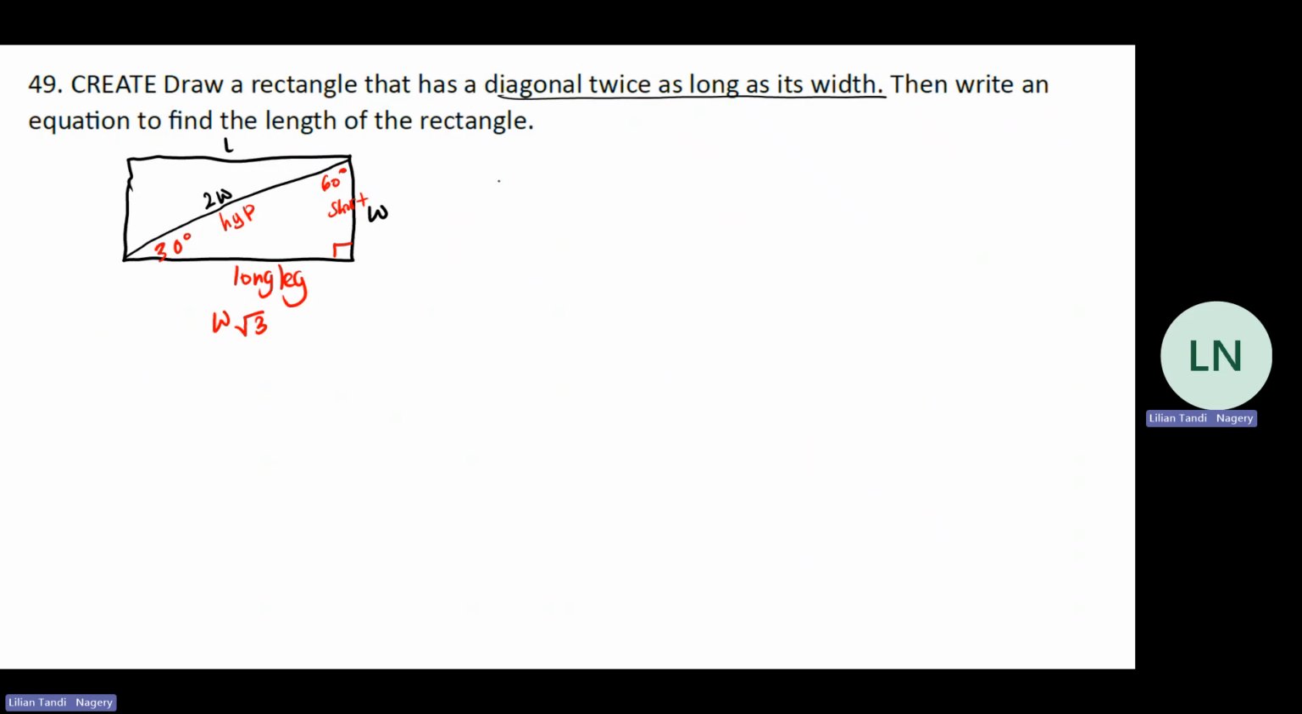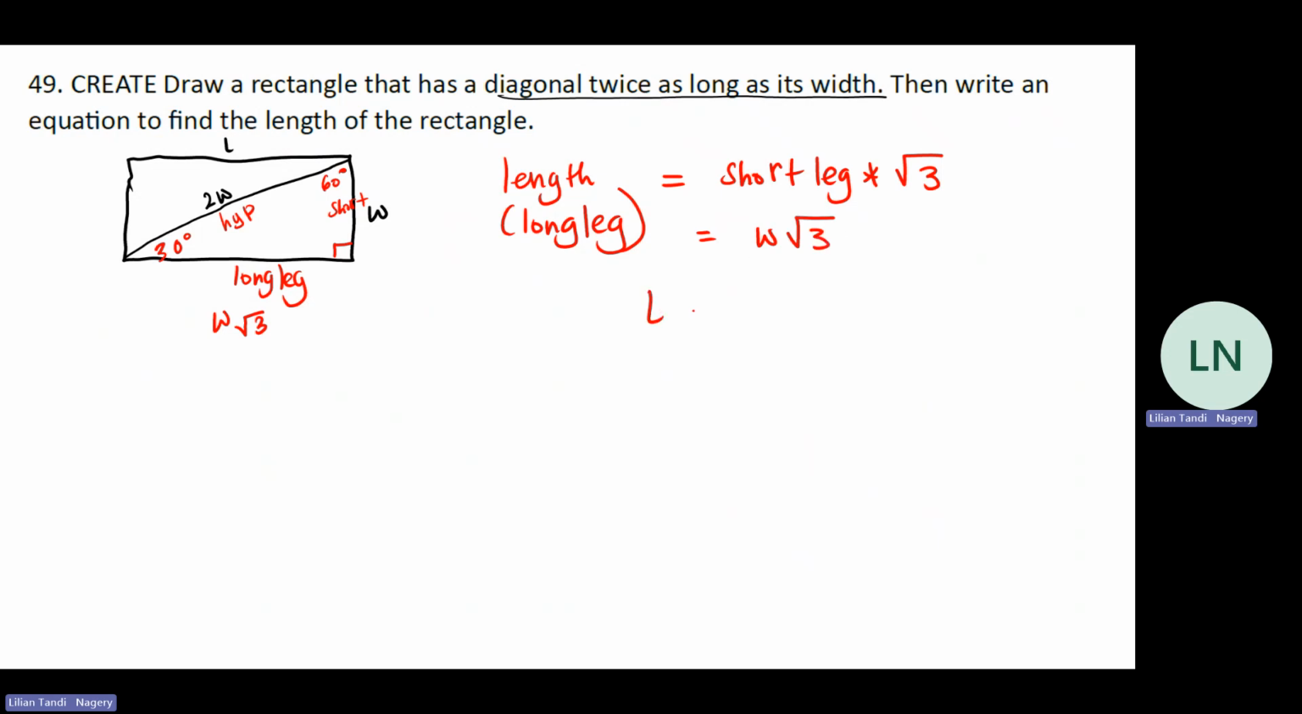So we're going to write the equation to find the length. So the length is the same as the long leg. So the long leg is, how do you find the long leg? Short leg times the square root of 3, which is w times the square root of 3. So L equals w square root of 3 units. Okay.